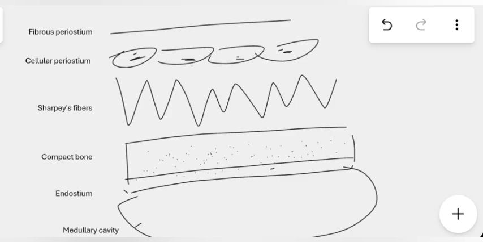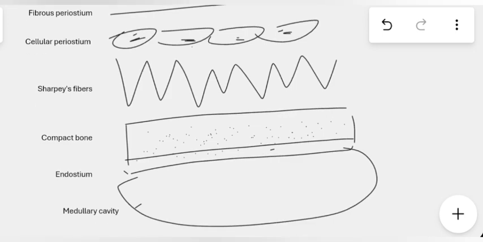Then underneath that periosteum, we have Sharpey's fibers. And these Sharpey's fibers connect the periosteum to the bone. And then the bone is the compact bone, because in the diaphysis, we have compact bone. So underlying bone, whatever bone it is, if there's underlying cancellous bone, it would be cancellous, or if compact, then compact. And underneath that compact bone is the endosteum. So the outer layer was the periosteum, and the innermost layer of bone is the endosteum. And then you have the medullary cavity, right?